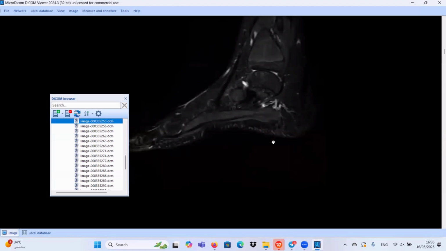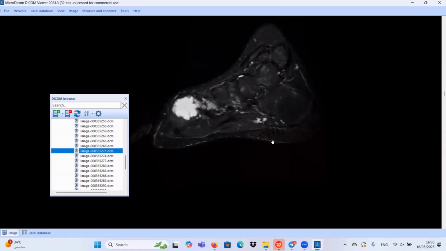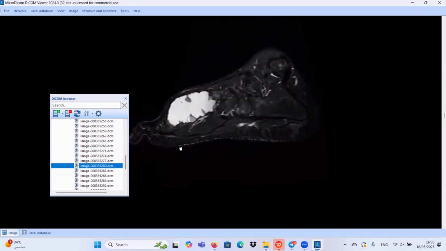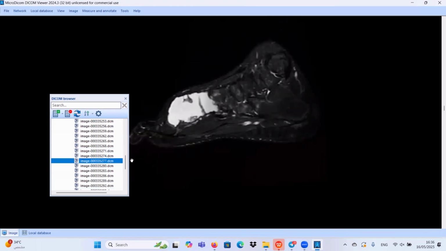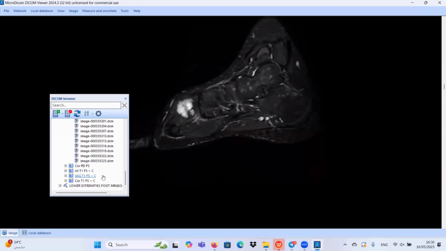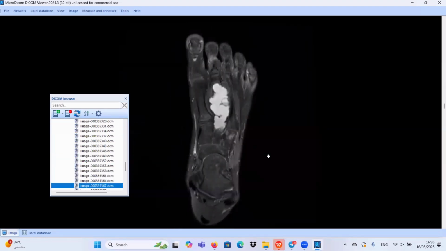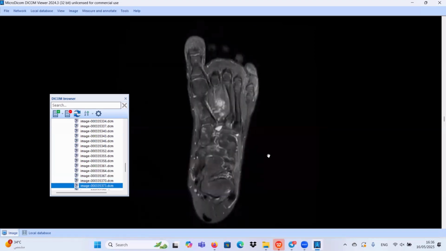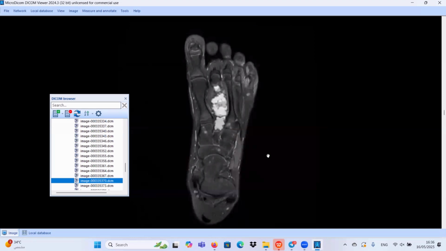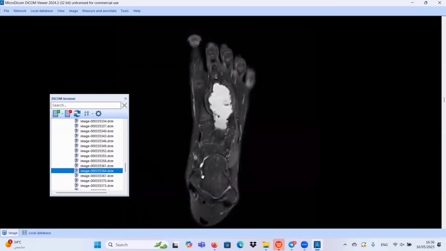I can appreciate that there are multiple foci within the talus, calcaneum, and multiple navicular bones. Could be some known case of any disease. These could be infarcts, or it could be bone cyst. If the patient has any known association like congenital disease, it could be due to neurofibromatosis or tuberous sclerosis.